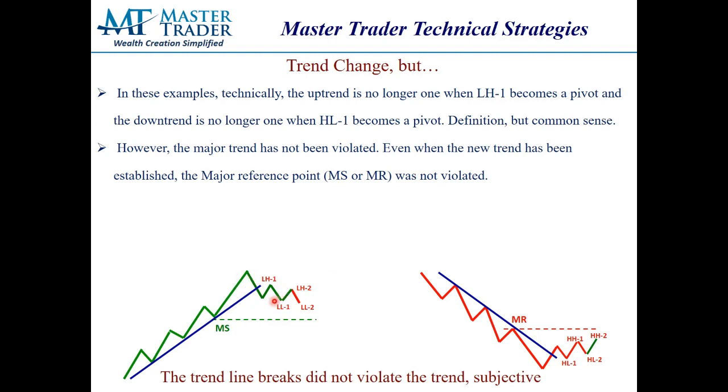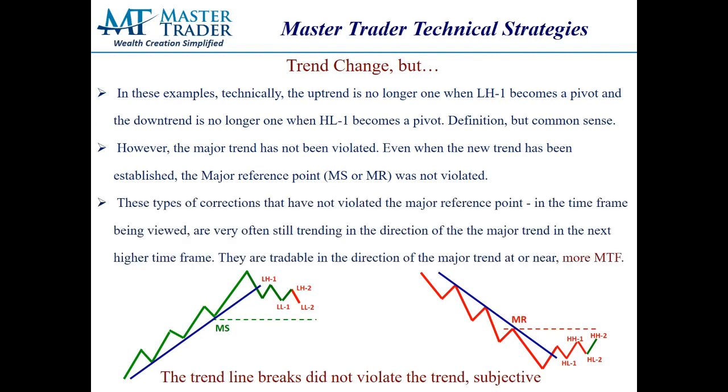So what I'm showing you here is that you do have a downtrend, lower highs and lower lows, but it's still above major support. And here you have higher highs and higher lows, but it's still below major resistance. We'll talk more about that. So these types of corrections have not violated that major reference point in the time frame being viewed. And often, it's still trending in the direction of the major trend in the next higher time frame, which is tradable. We're going to cover this in much more depth in the multiple time frame section.